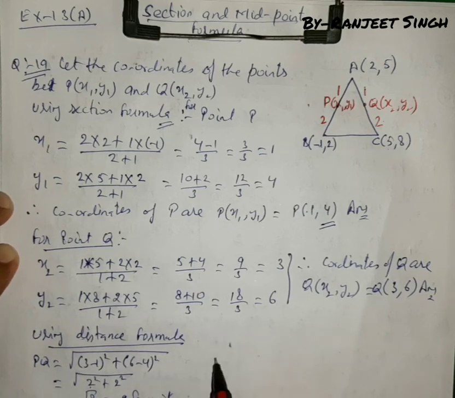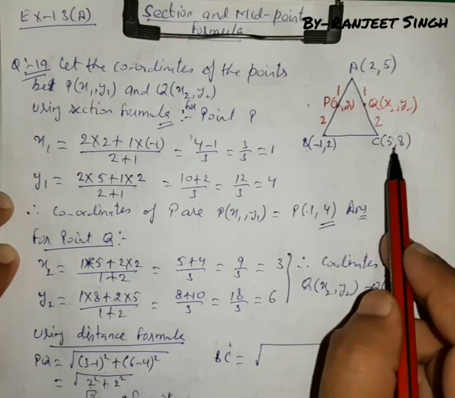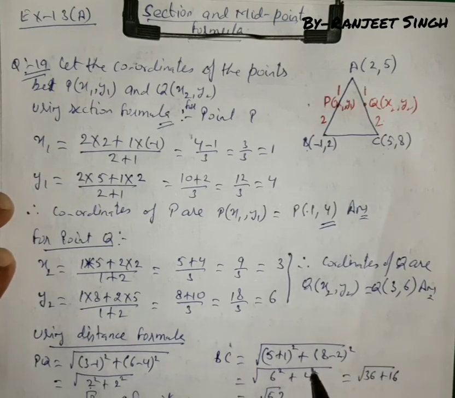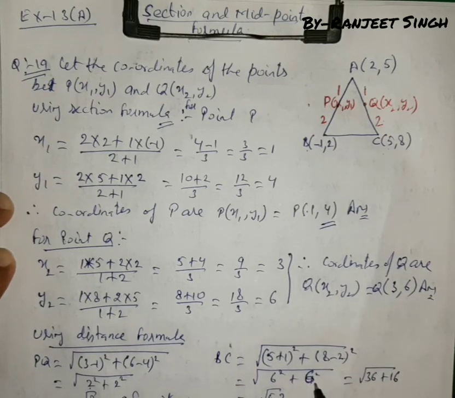We have to also find BC. So BC is equal to root of (5 plus 1), 6. Minus of minus will be plus. Plus (8 minus 2) whole square. So that will be equal to root of 6 square, 8 minus 2, it is 6. So this will be 36 plus 36. So this will be root 72.